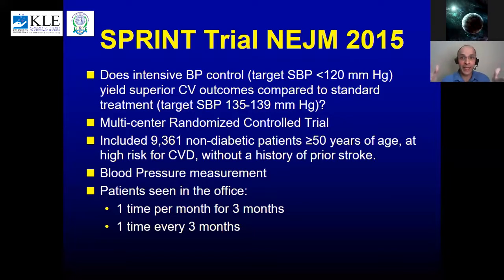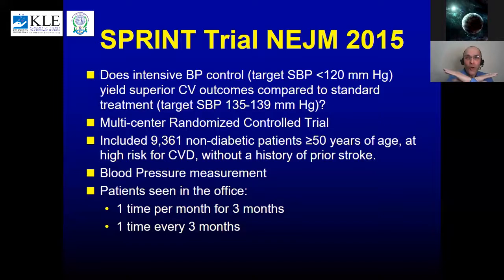But what the SPRINT trial did is that it looked to see, what if I am more aggressive with the medication? What if I try to keep the systolic blood pressure under 120? Would that yield better outcomes as opposed to being less aggressive and keeping the systolic blood pressure under 140? So would there be added benefit by being more aggressive with medications to keep the systolic blood pressure under 120 instead of under 140? So they did a very large, multi-centered, randomized controlled trial, right?